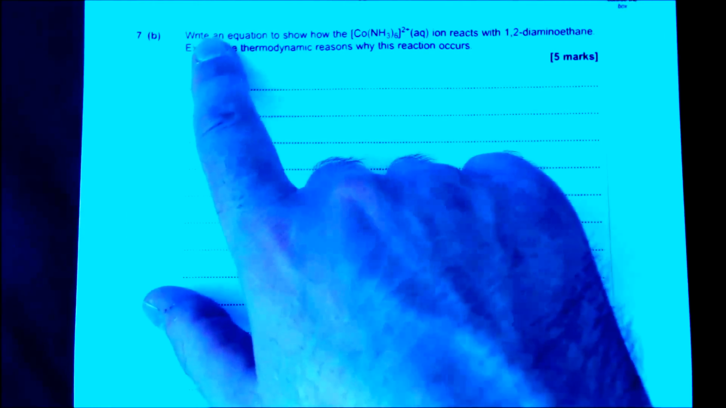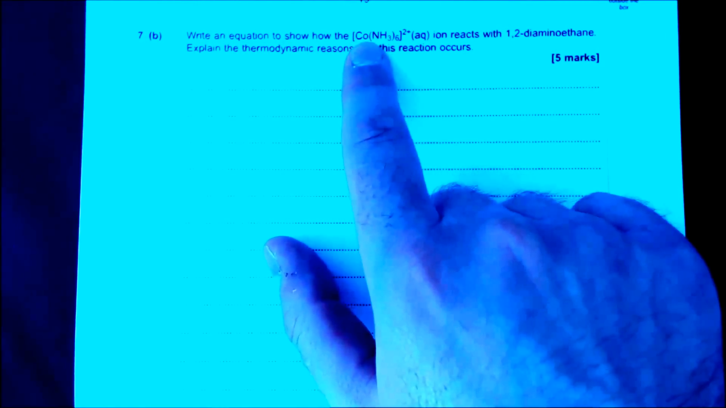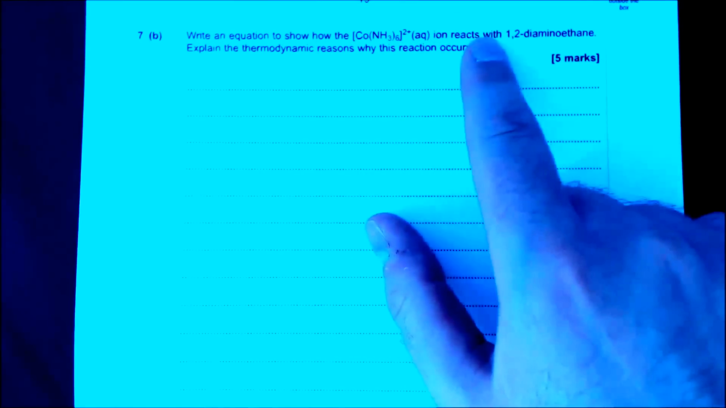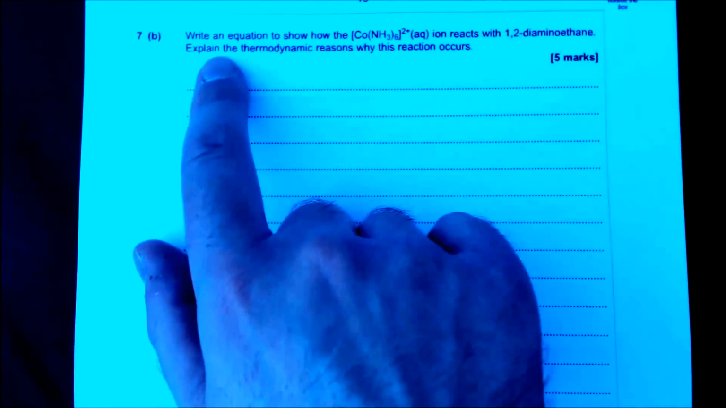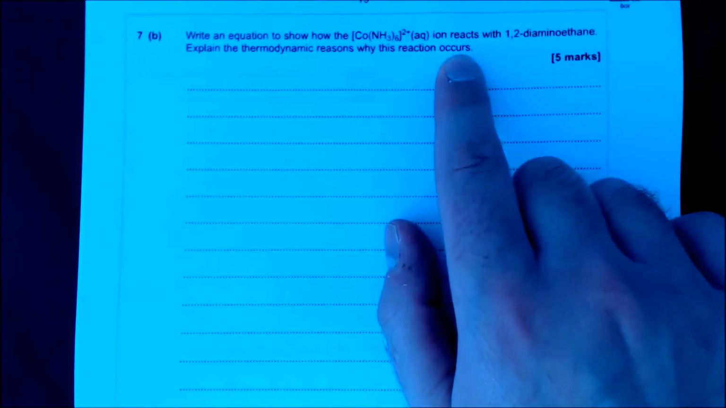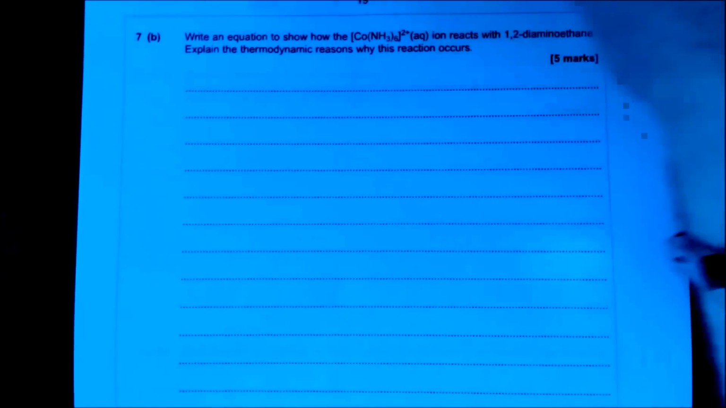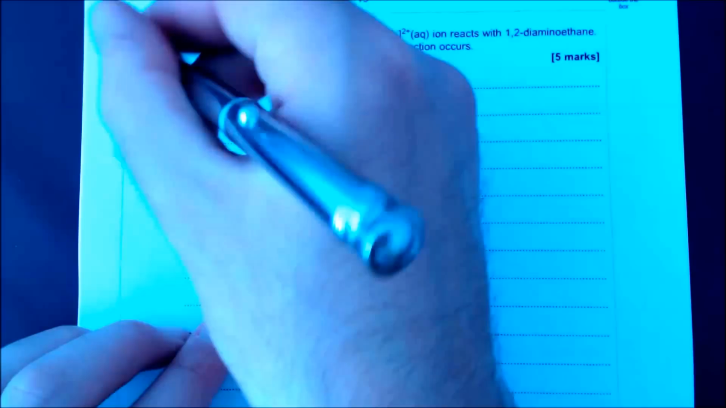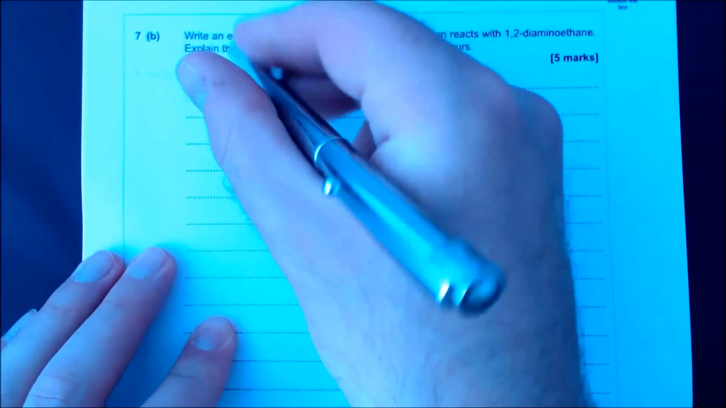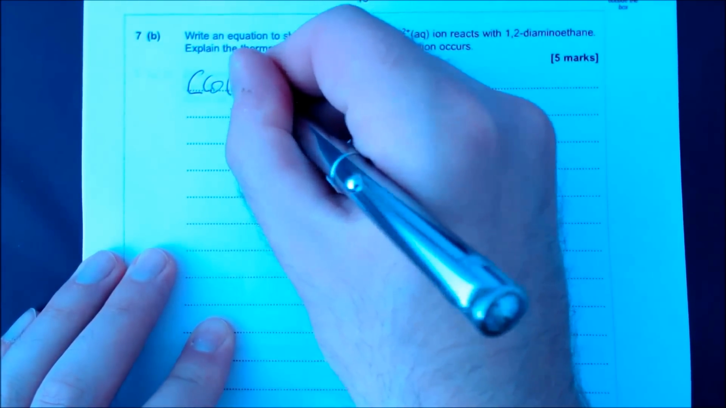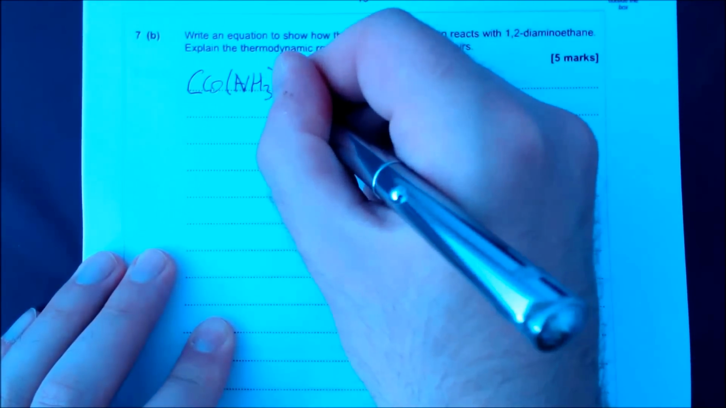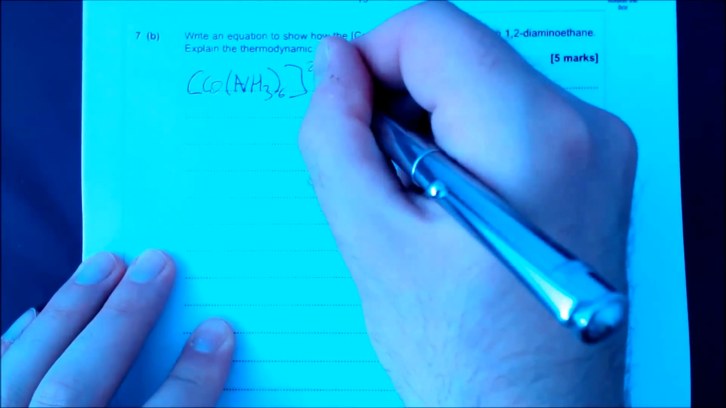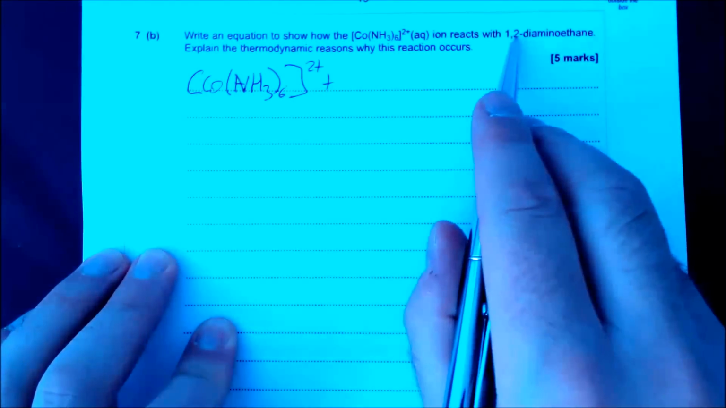Okay, right. So this is 7b, and it says write an equation to show how the cobalt NH3 2+ ion reacts with 1,2-diamino ethane. Explain the thermodynamic reasons why this reaction occurs. Okay, so what we have to do is we have to write an equation to show this. So we've got cobalt NH3 6, and that's got a 2+ charge, and we're going to react it with this 1,2-diamino ethane.